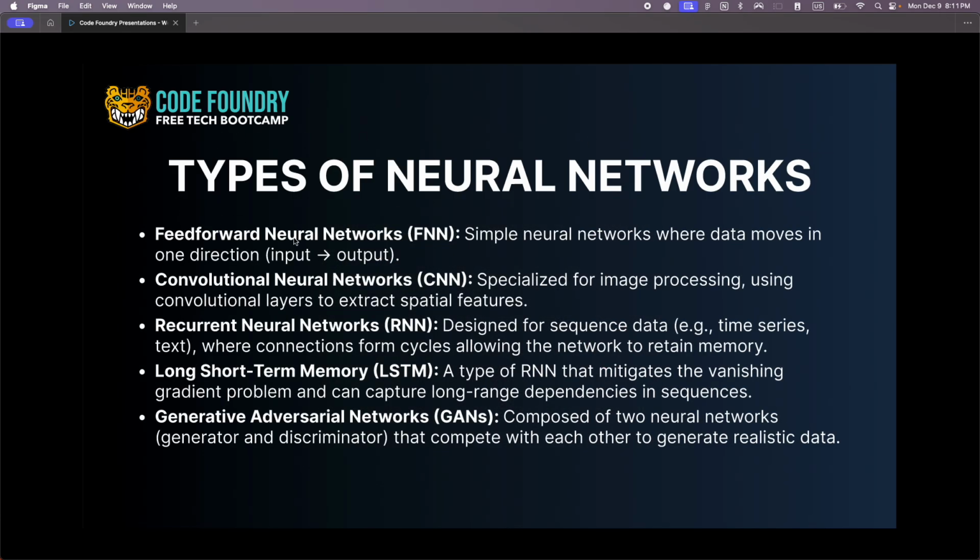There are a lot of different types of neural networks. There are feed-forward neural networks, which are simple and data moves in one direction from input to output. Convolutional networks are more complicated. They are better suited for image processing and use special layers called convolutional layers, which extract the features of what you're looking at. Each neuron is dedicated to taking a part of a shape and saying, okay, that looks like this shape. It must be, for example, a teapot.